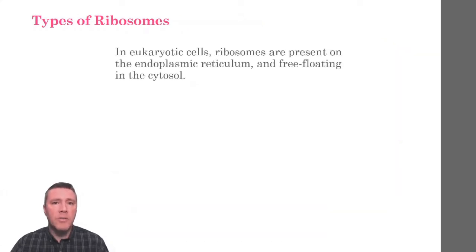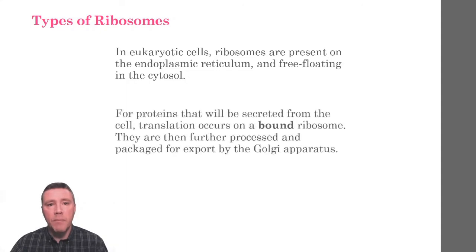Some of a eukaryotic cell's ribosomes are attached to the endoplasmic reticulum, while others are floating freely in the cytosol. The manner in which these 2 types of ribosomes carry out the process of translation is identical. What differentiates them then is the ultimate destination of the protein being manufactured. If a protein is to be secreted from the cell or will not be a component of the cytosol, translation will occur on a ribosome attached to the endoplasmic reticulum.